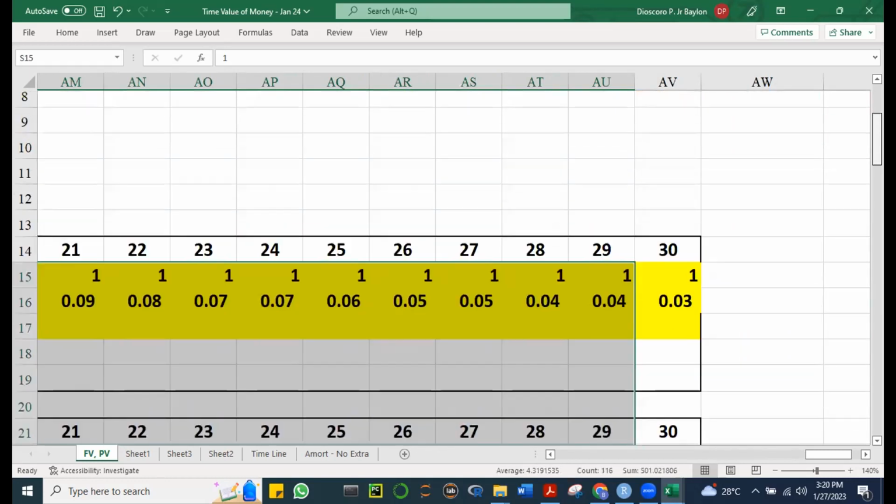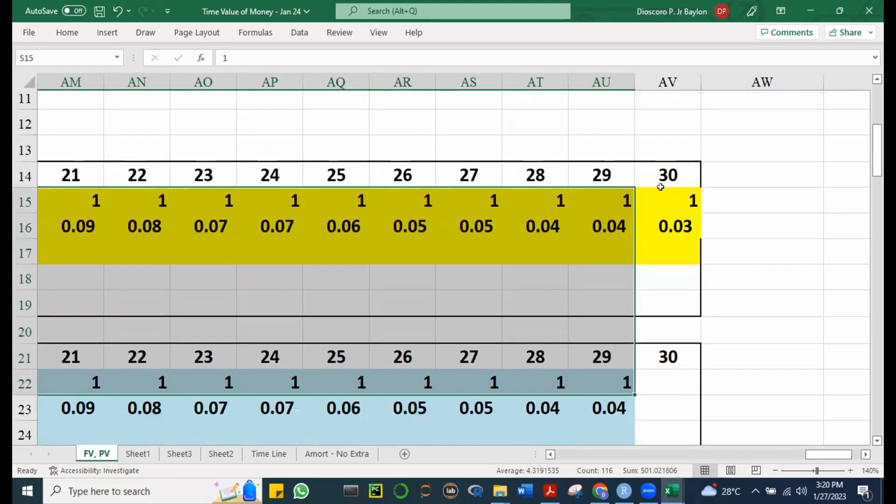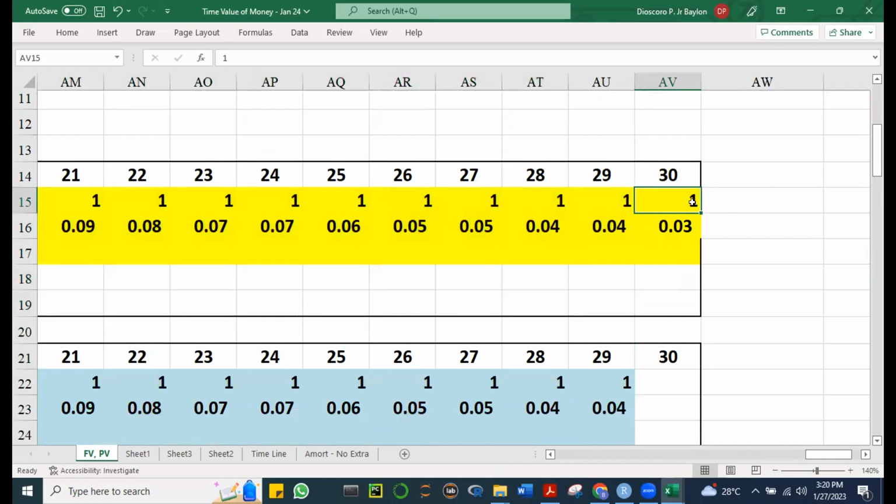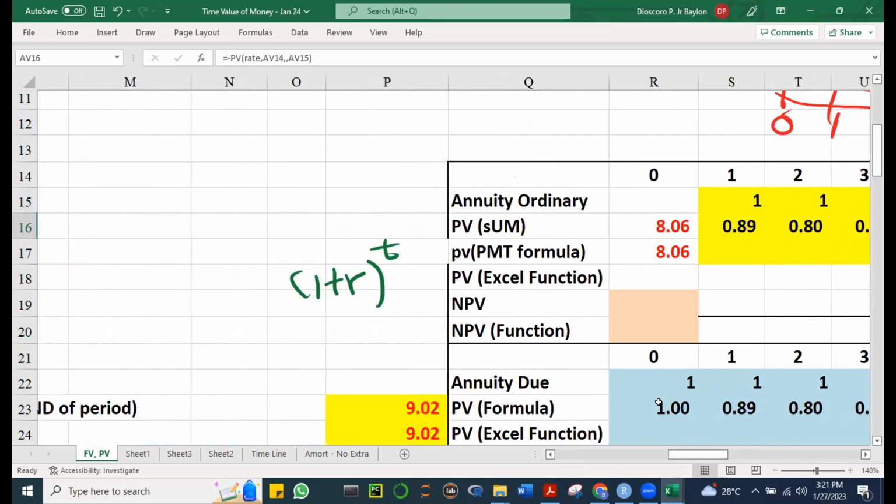Yeah, 29. The only difference is that for annuity ordinary, we still have a cash flow of 1 here. For annuity due, we don't have it here anymore because it was loaded at the beginning of the period. Since we're getting the present values, the increment now is what's the present value of 1 after 30 years, which is 0.03, versus the present value of 1 now, which is 1. That's why we expect the difference to be 1 minus 0.03, so around 0.97, approximately.